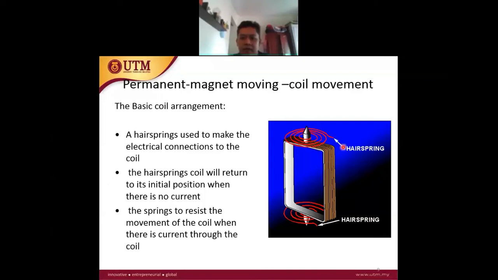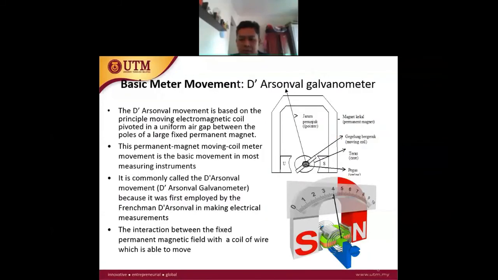The hairspring is placed on one end, attached to the pointy support, and the other end is mounted or attached to the support, like the blue support here in the picture.